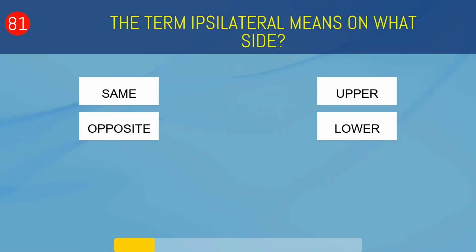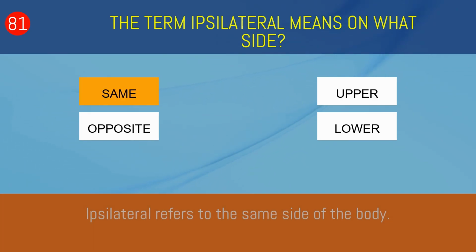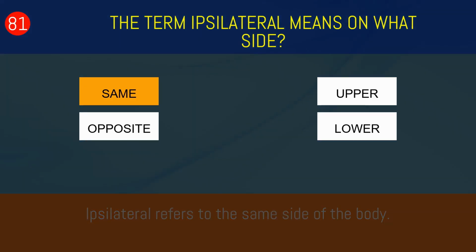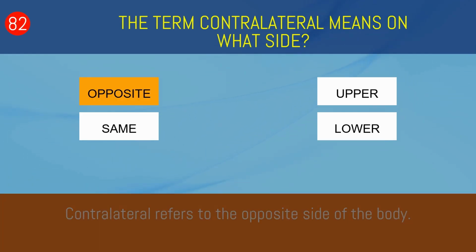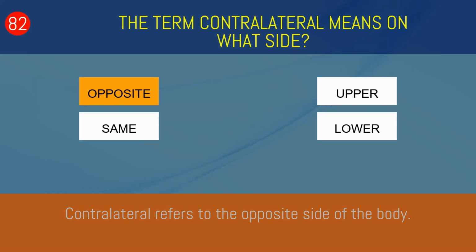The term ipsilateral means on what side? Same, opposite, upper, or lower. Same. Ipsilateral refers to the same side of the body. The term contralateral means on what side? Opposite, same, upper, or lower. Opposite. Contralateral refers to the opposite side of the body.